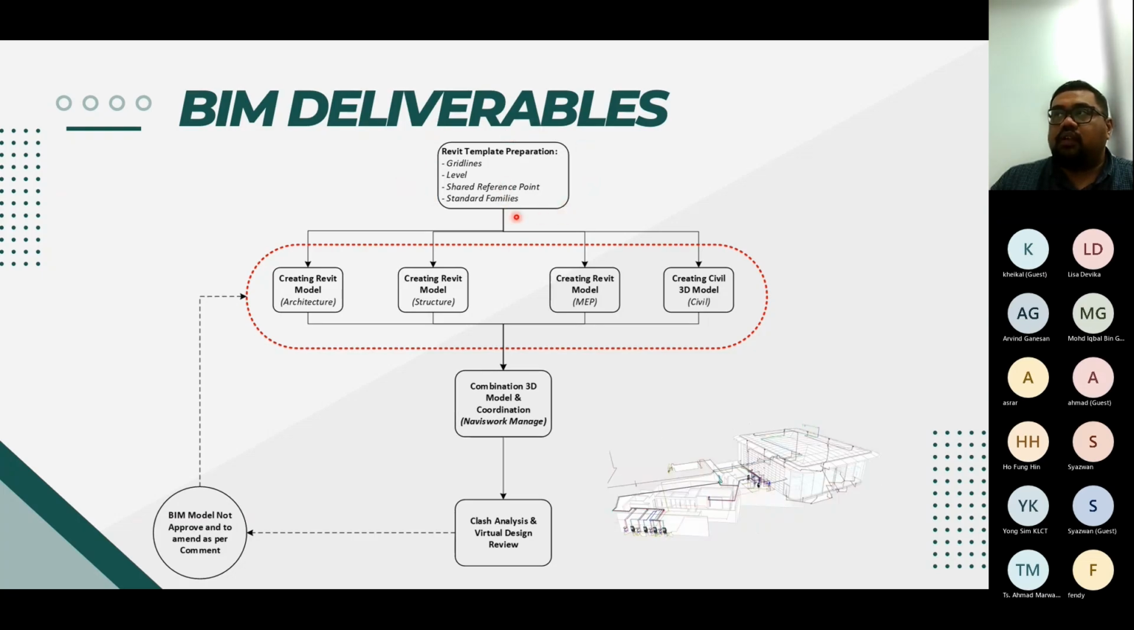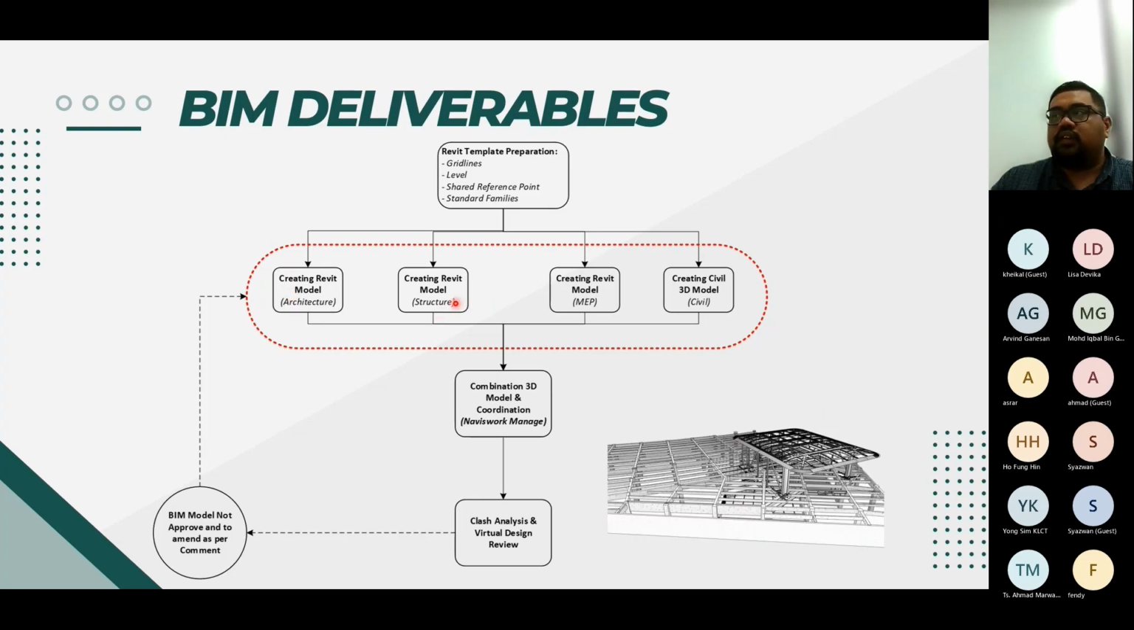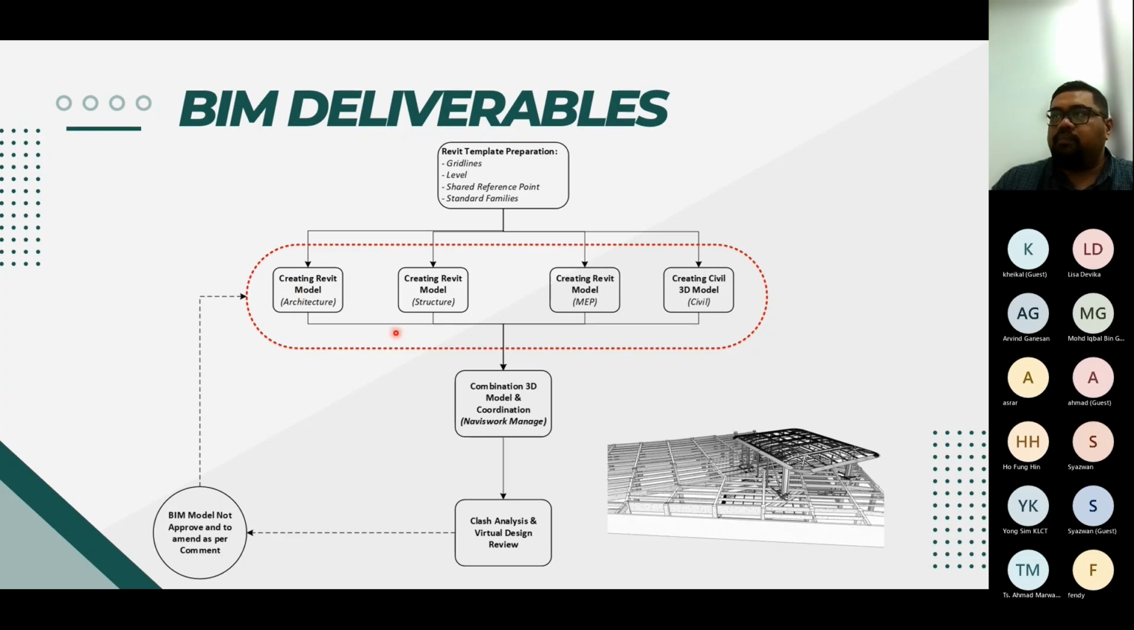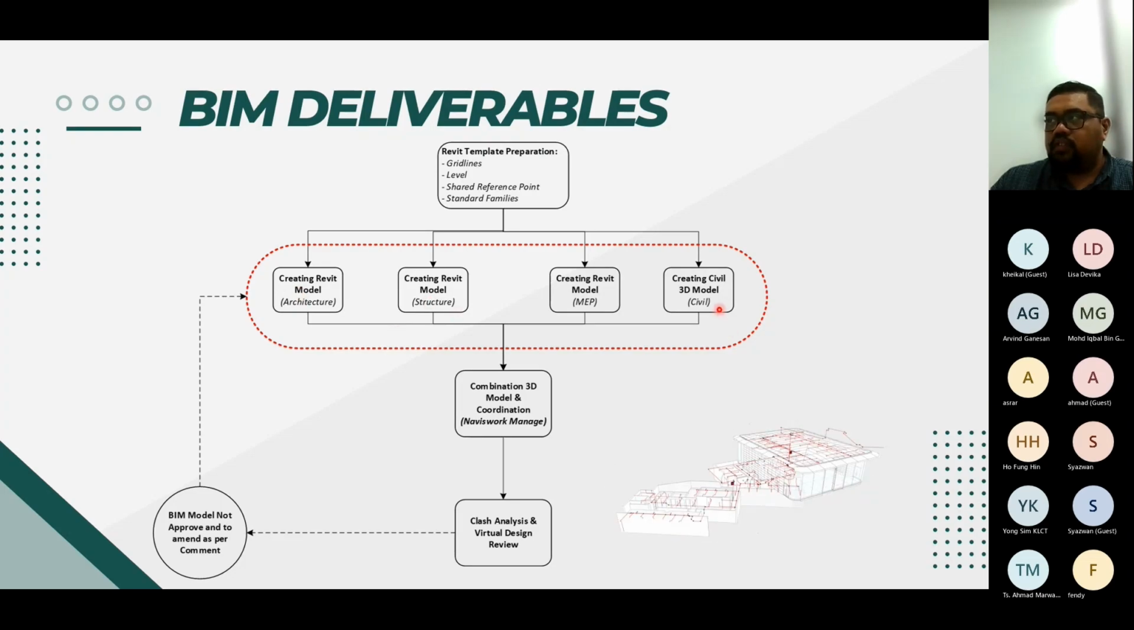Once the template is created, they will distribute it to the modelers: modeler for architecture, modeler for structure, modeler for MEP, and for civil. Basically, in BIM we separate the teams. Architecture is one team, structure is one team, civil is one team, and MEP is one team.